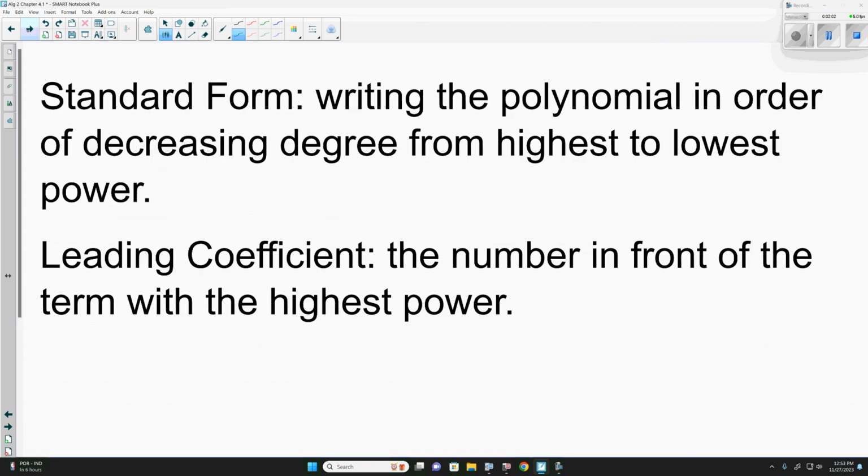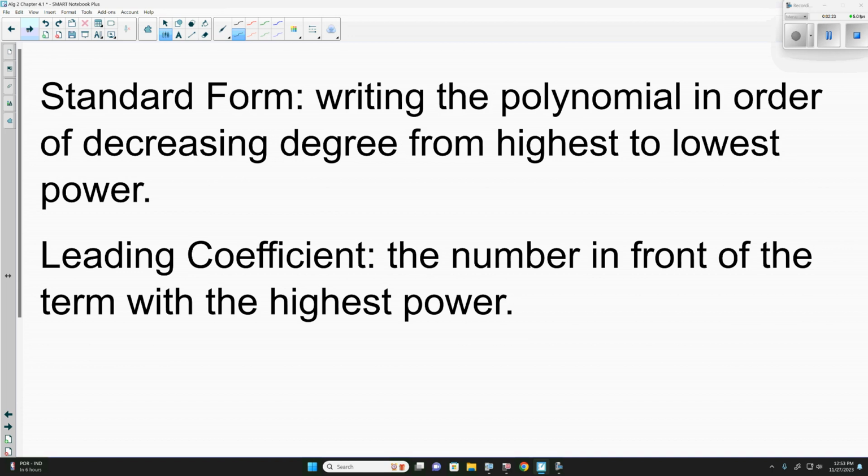Now, standard form. Writing the polynomial in order of decreasing degree from highest to lowest power. If we have it in that form, it's considered to be in standard form. And the last term is always going to be the constant. If we have a number without a variable, it always goes last. And the number with the variable with the biggest power goes first.